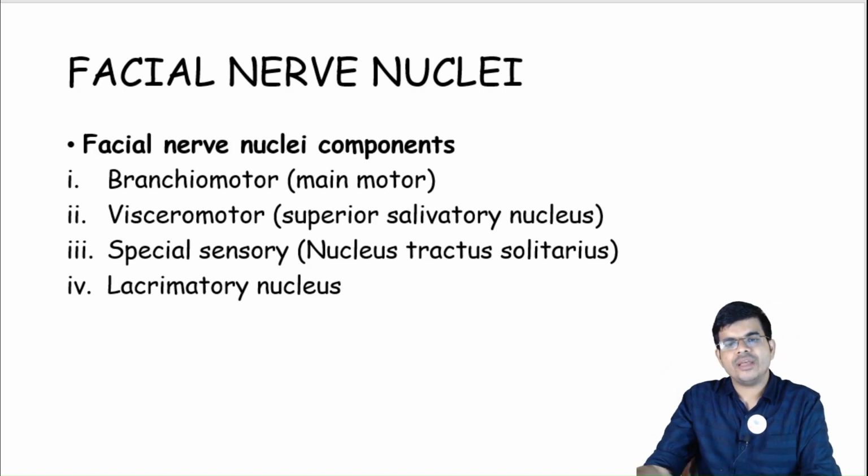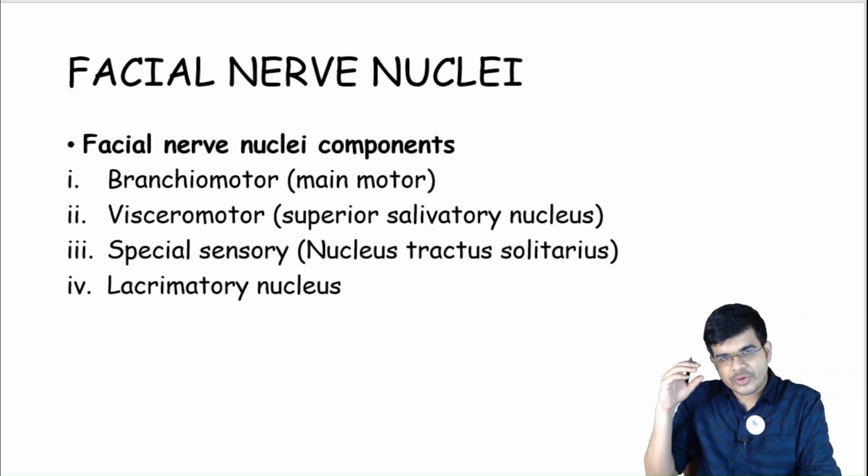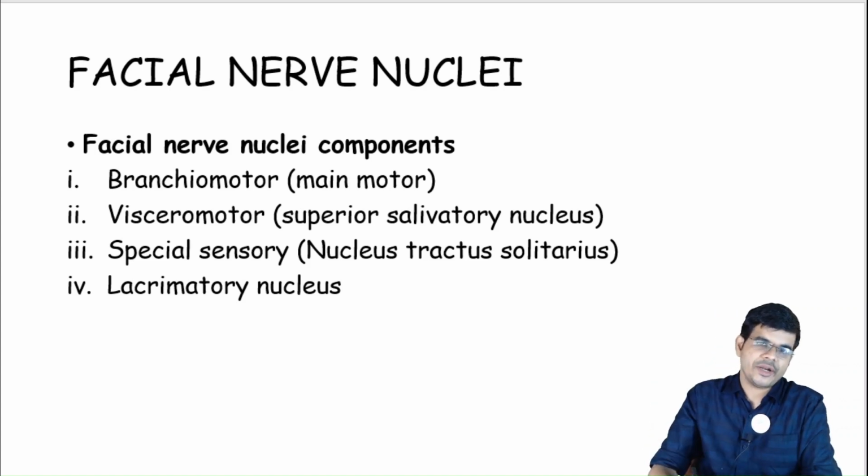Now the nucleus tractus solitarius conveys the special sensory, that is the sensation of taste, being conveyed by the special sensory nucleus, and it also has got a lacrimatory nucleus. Why? Because it is the part of geniculate ganglion that deals with the greater petrosal nerve, which goes on to supply the secretomotor fibers to the lacrimal gland. Secretomotor fibers to the lacrimal gland are coming from the lacrimatory nucleus of the facial nerve.